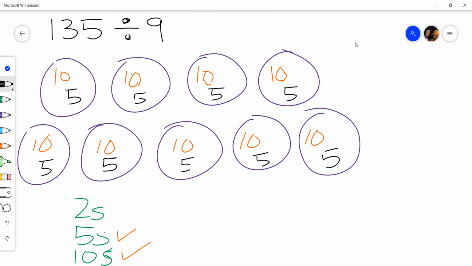And there we have it. Look at what we got here. 10 plus 5 in each group is 15. And that's exactly what I get here. 135 divided by 9 gets me 15.